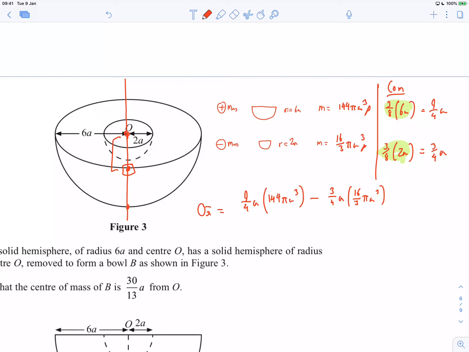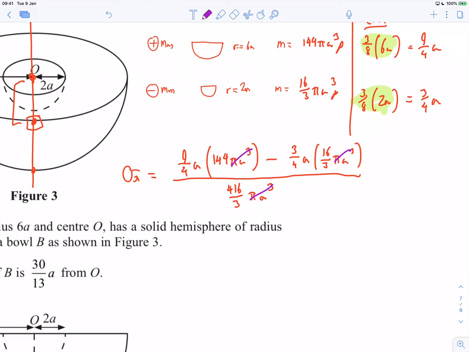And these are times by rho, but whatever. It's just going to cancel out at the end. And this is all going to be over 144 minus 16/3, which is 416 over 3 pi a cubed. So the pi a cubes are going to cancel top and bottom. So I've got 9/4 of 144, which is 324, minus 3/4 of 16 thirds, which is 4, and this is all over 416 over 3, and this is a, lots of that. So 324 minus 4, and this is 320 all over 416 over 3.